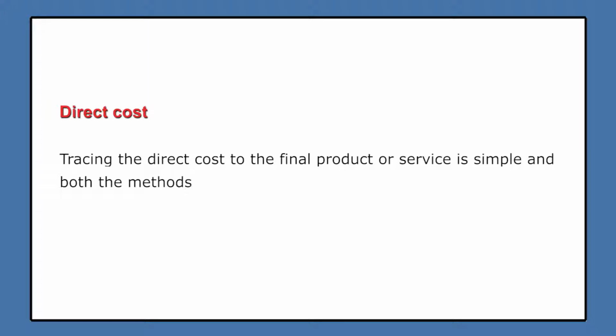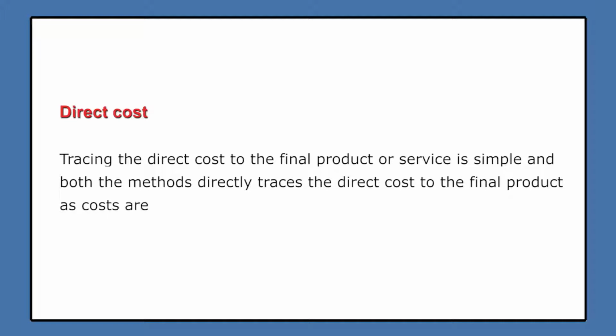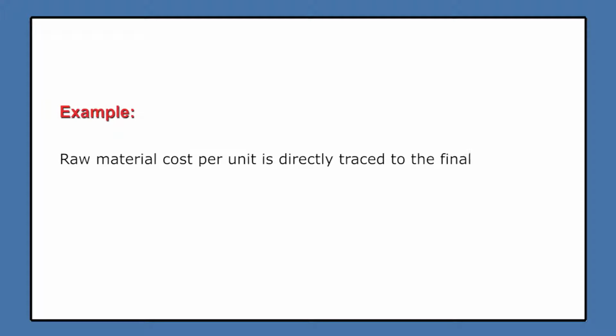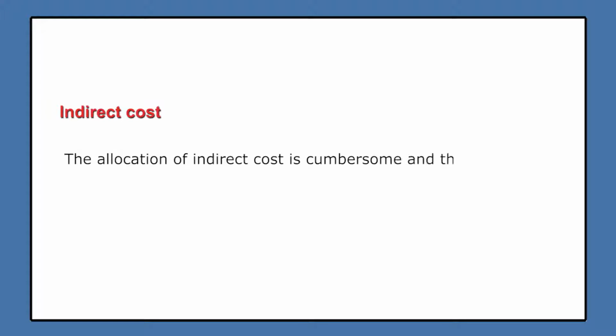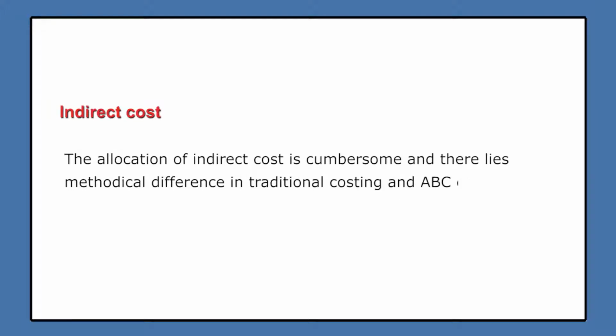Tracing the direct cost to the final product or service is simple, and both the methods directly trace the direct cost to the final product as costs are well identifiable with the product. For example, raw material cost per unit is directly traced to the final product since it is well identifiable. Indirect cost: the allocation of indirect cost is cumbersome, and there lies a methodical difference in traditional costing and ABC costing.